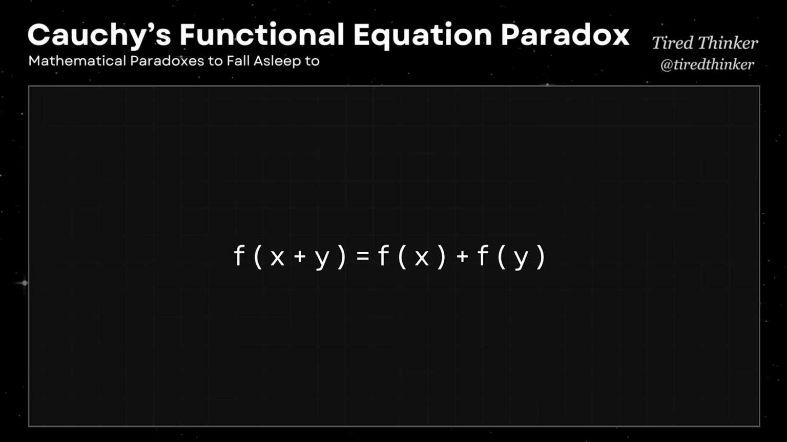Mathematics often reveals truths that are not immediately clear. The Cauchy equation appears simple, yet its unrestricted solutions challenge intuition. It serves as a reminder that mathematical reasoning depends not just on rules, but also on the assumptions behind them. Understanding this paradox helps clarify how mathematical structures work and why certain conditions are necessary for predictable results.